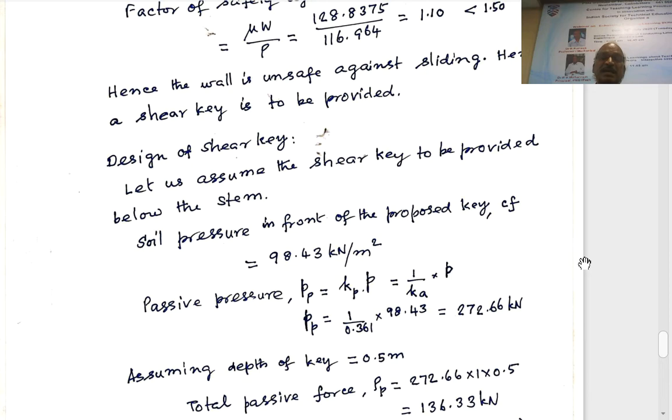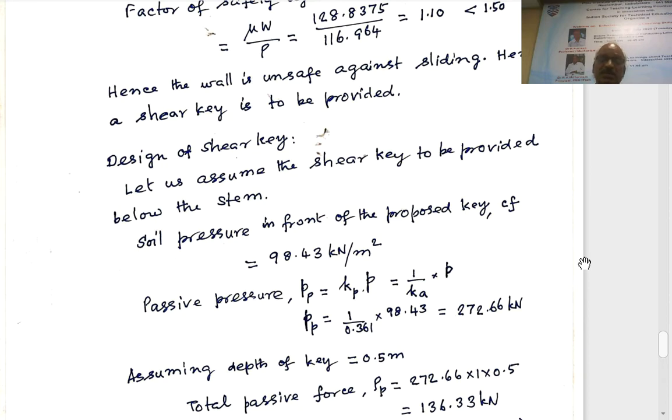that is when you provide the key slab below the stem, at that distance it is 98.43. The pressure varies from 17 point something to 139. At the point C, the pressure is 98.43. Already we have seen. We have used this value for the design of the toe slab also. At that location, the pressure is 98.43 kilonewton per square meter.